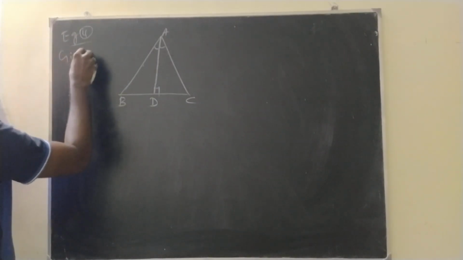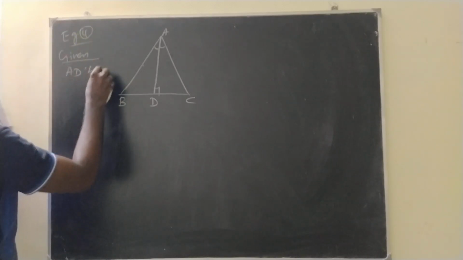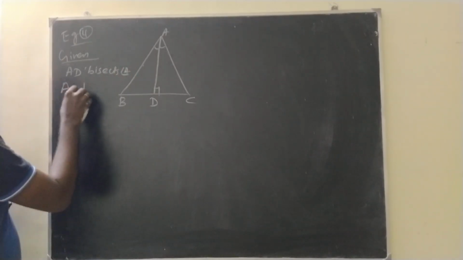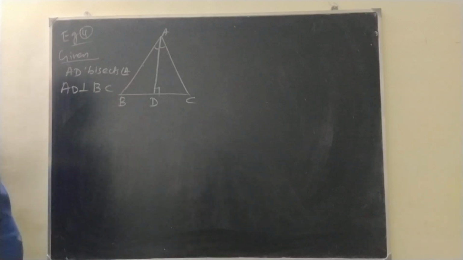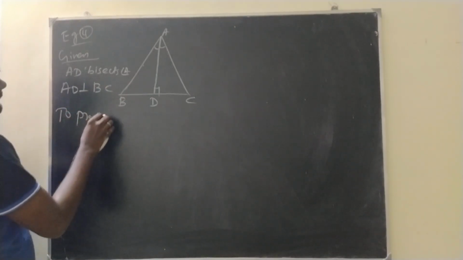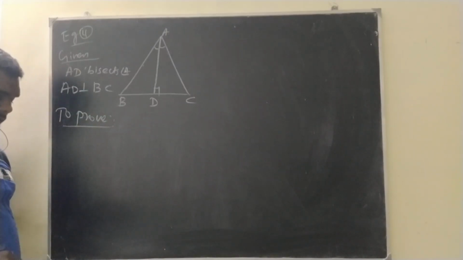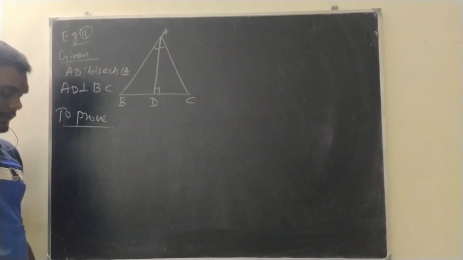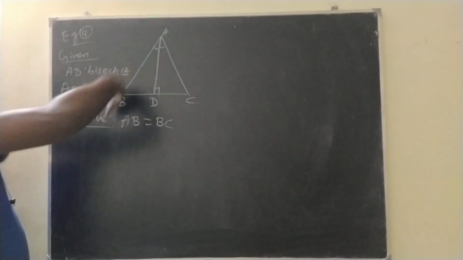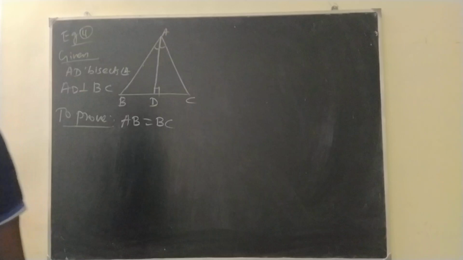First we will write the given part. This AD bisects angle A and this AD is perpendicular to BC. We need to prove AB is equal to AC and ABC is an isosceles triangle. See, if we prove AB is equal to AC, that makes ABC an isosceles triangle, obviously.